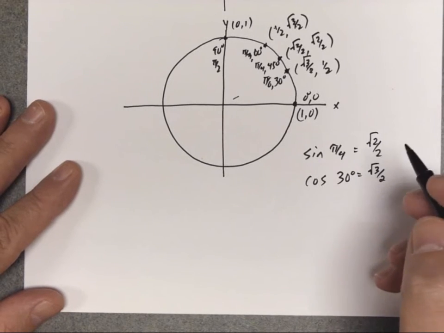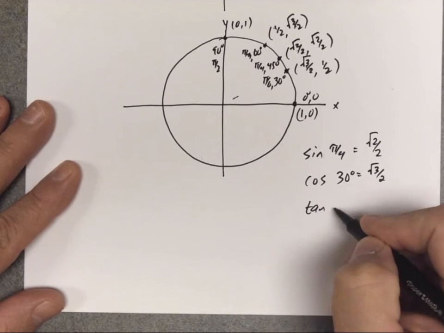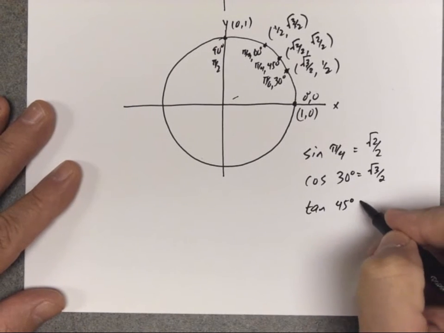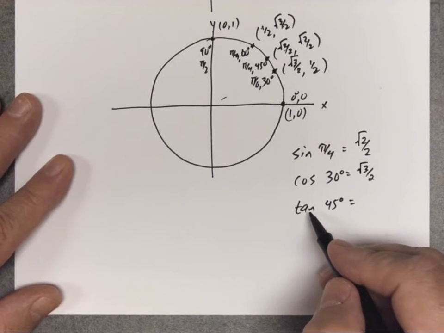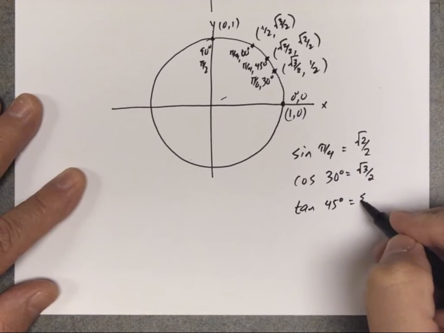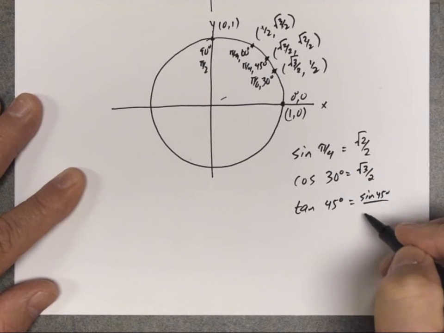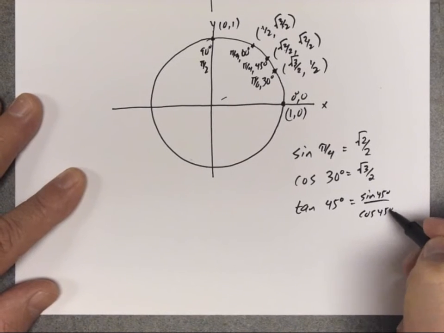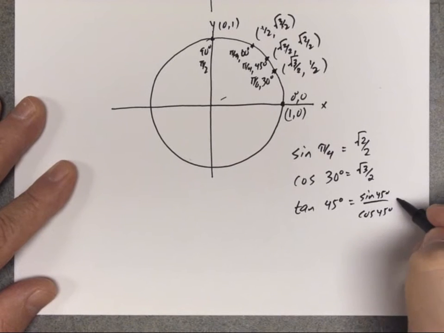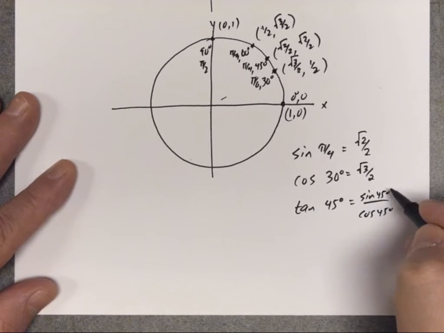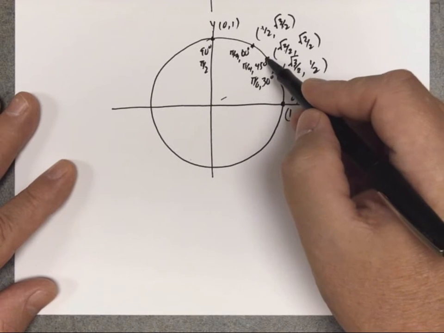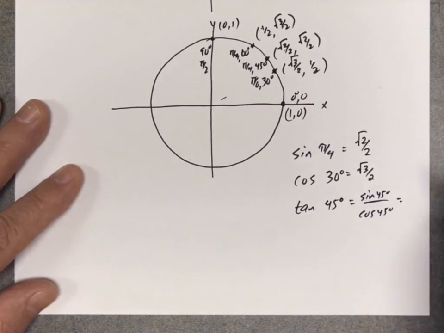What if I want the tangent of 45 degrees? Well, the first thing I'm going to do is not find the tangent straight away. I'm going to break it up into sine and cosine. So I know tangent is always sine over cosine. So the tangent of 45 degrees is really sine of 45 degrees over cosine of 45 degrees. Now what's the sine of 45 degrees? I go to my 45 degree angle point, and the sine is the y value, square root of 2 over 2.